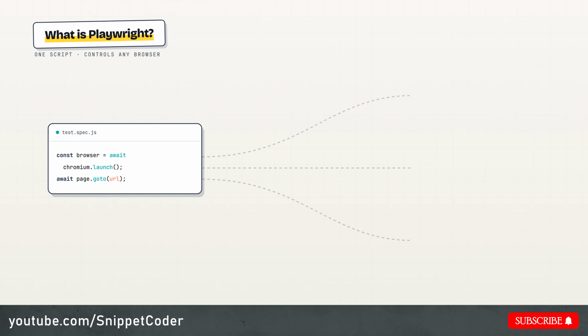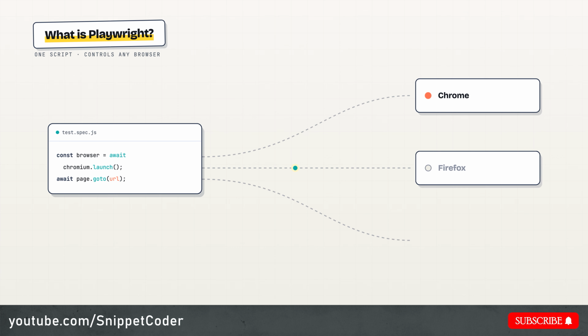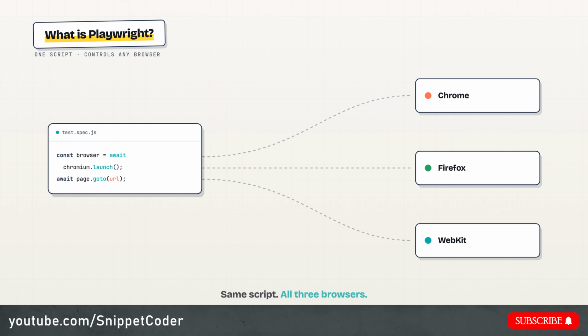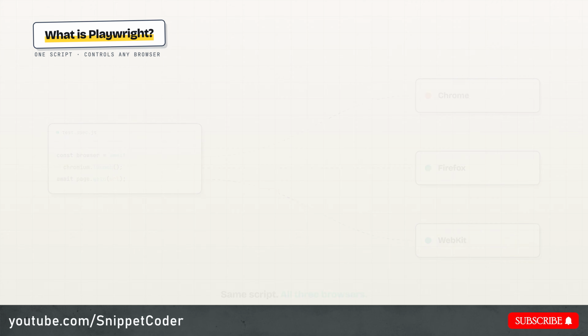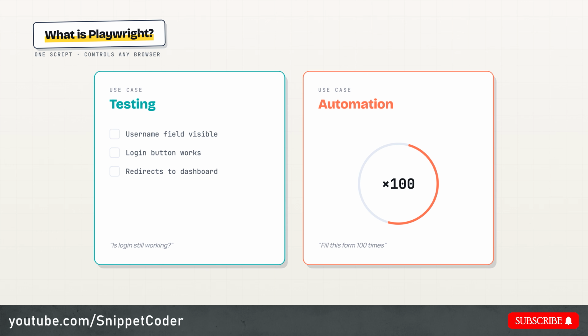Let's start with the basics. What exactly is Playwright? Playwright is a browser automation library built by Microsoft. It lets you write code that controls a browser, opening a website, filling out a form, clicking a button, and checking whether the right content is showing up on the page. Its biggest use case is testing. For example, checking that your website's login flow actually works without having to manually test it every single time.